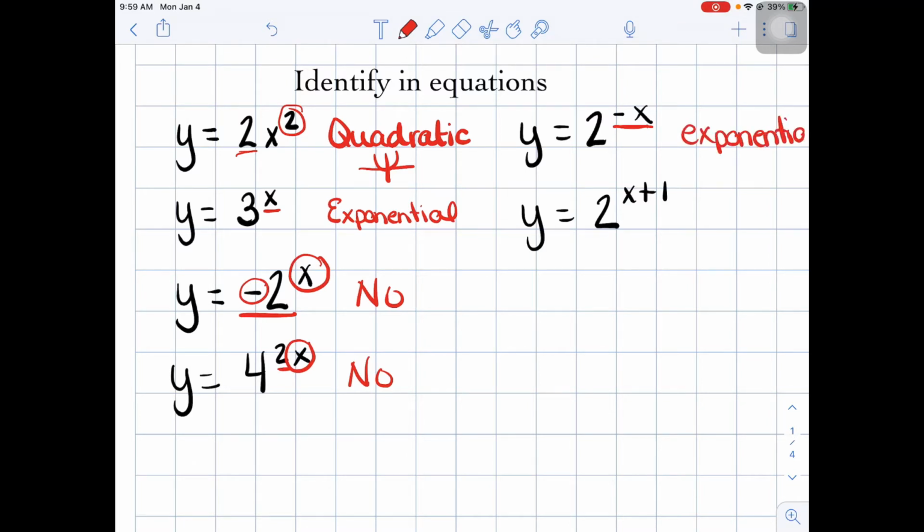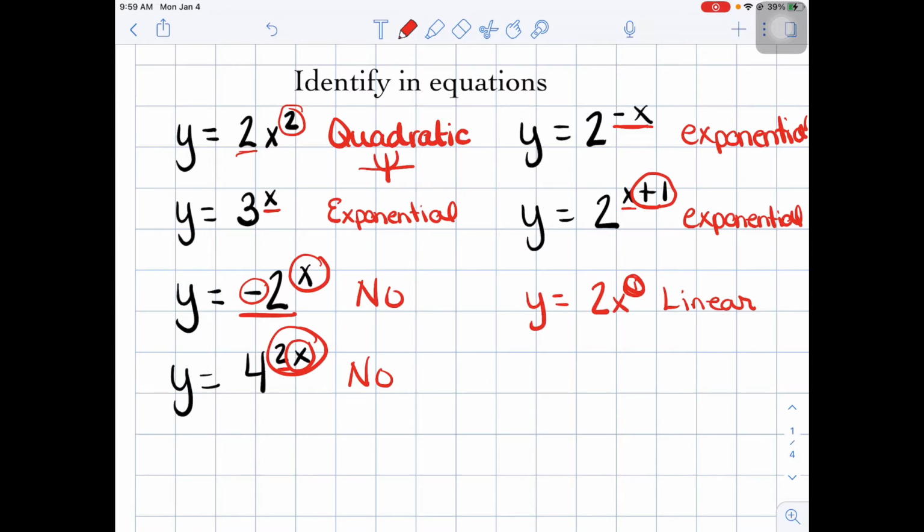And then the last one is an example where we have x and we added something to it. This is exponential. So we can add or subtract something to our x in the exponent, but we can't multiply like we did here. Okay, so these are some examples to help you identify. And if we have something like y equals 2x, this would just be linear because our exponent here is just a 1. It's imaginary, but it's there as a 1.